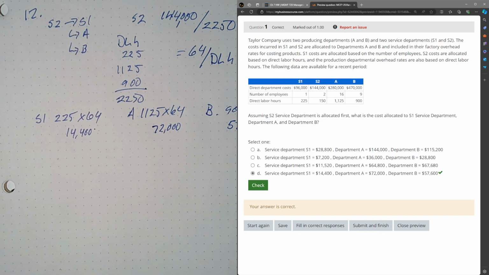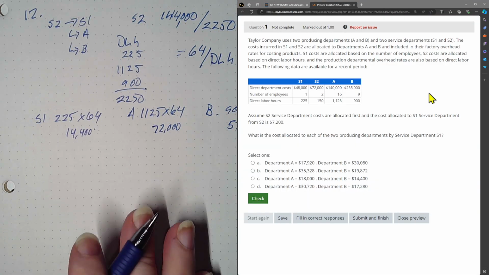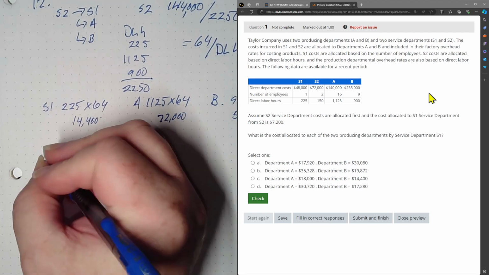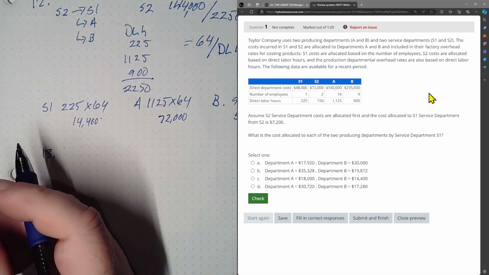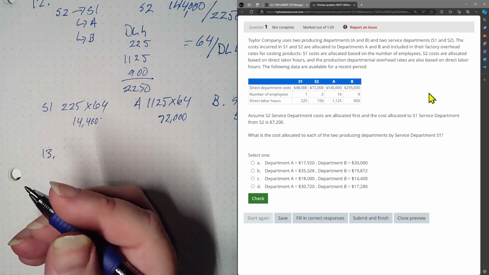Let's take a look at that one. Okay, so not quite the same numbers, but close. Not close, I don't remember what the other numbers were, but I remember S2 was 144, so that's like half. Anyway, it doesn't matter what the numbers are. It's the same setup, but they're asking us a slightly different thing. So what are they asking us here? Assume S2 department is allocated first. Okay, so they're continuing with that. It's S2, then S1.